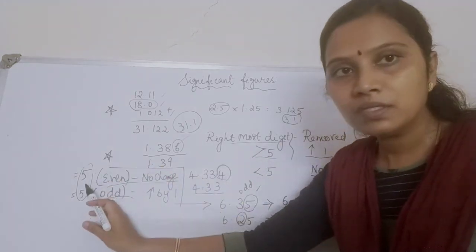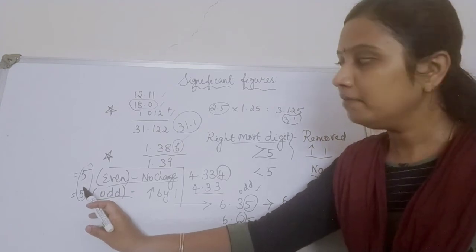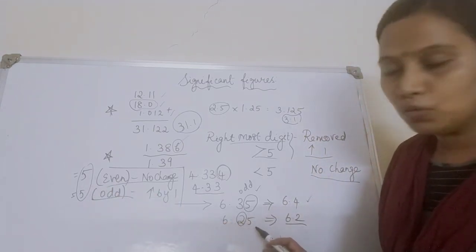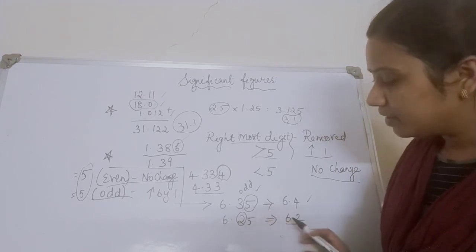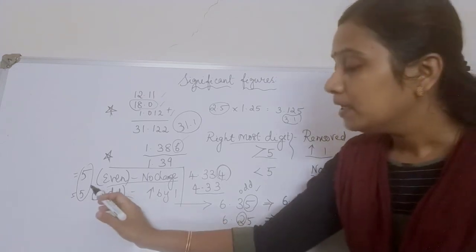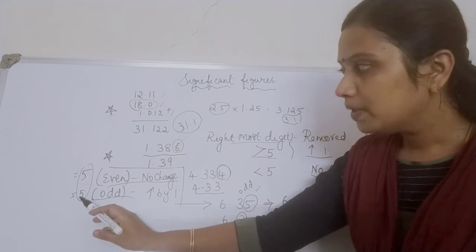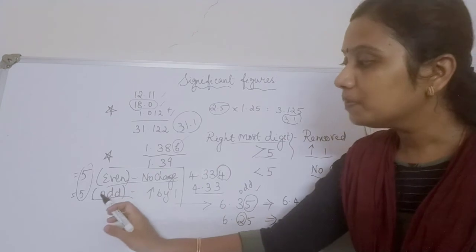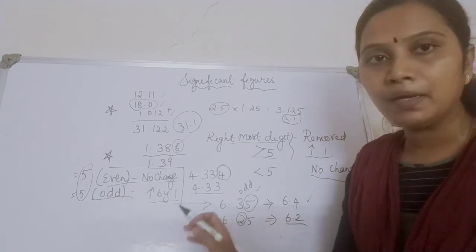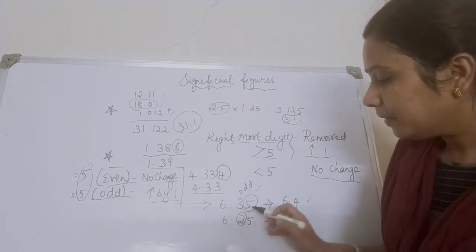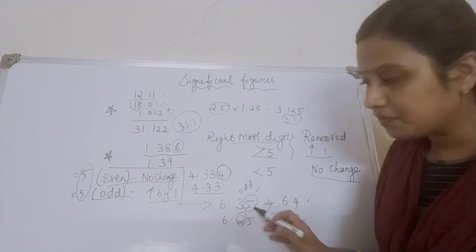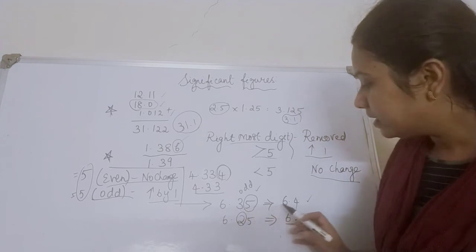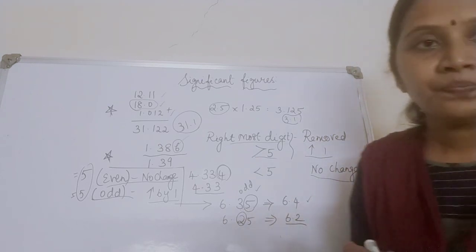If the rightmost digit to be removed is 5 and if the preceding number is even, then there is no change. 6.25, 5 has to be removed. I have written 6.2 as such. Now, if the rightmost digit to be removed is 5 and if the preceding number is odd, then increase it by 1. Say for example 6.35. The rightmost digit to be removed is 5 and the preceding number is an odd number. So I have increased it by 1, that is 6.4. Okay children.